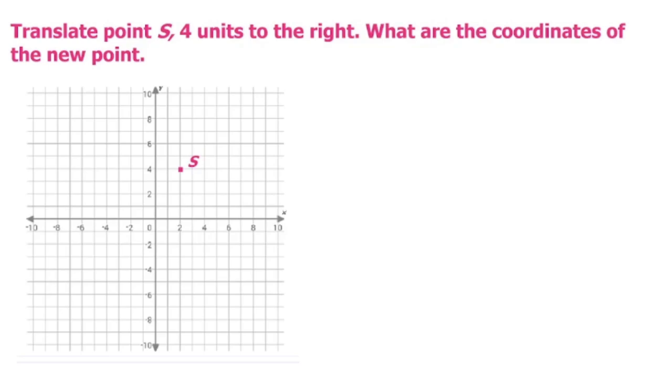In this lesson, we're going to translate a point on a coordinate plane. So if we have a problem like this that says translate point S 4 units to the right. So we have to translate point S 4 units to the right. What are the coordinates of the new point?